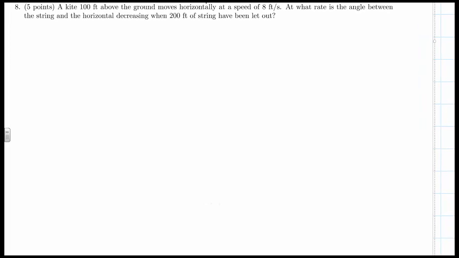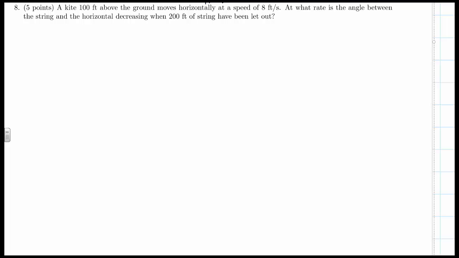Here is problem number 8 from assignment 5. Kite 100 feet above the ground. Okay, so let's draw this kite. So that's 100 feet. It's moving horizontally, so it's moving this way at 8 feet per second. Well, let's call this distance x, and that's dx/dt, and it's equal to 8.